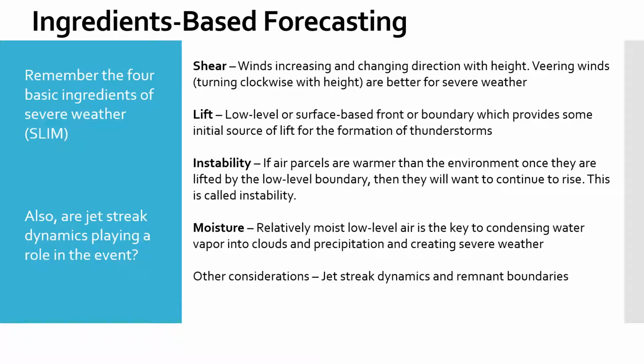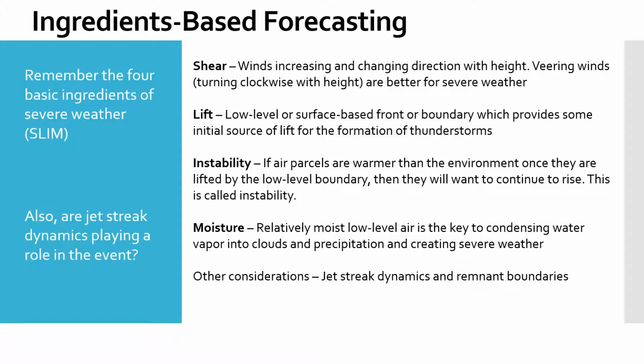In addition, we need some sort of initial lifting mechanism, like a surface-based cold front or warm front or some other boundary, which will generate our initial lift for our thunderstorms. We need some sort of instability where our air parcels are warmer than their environment, and once they're lifted by that initial lifting mechanism or low-level boundary, they will want to continue to rise.